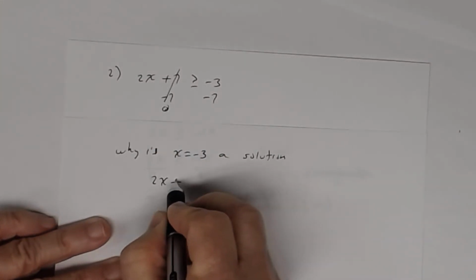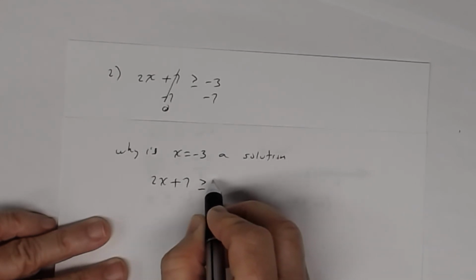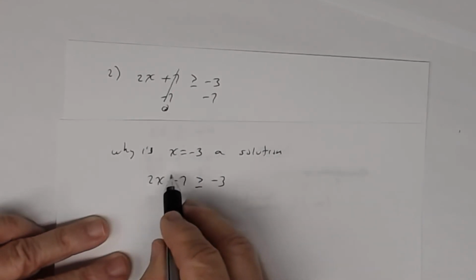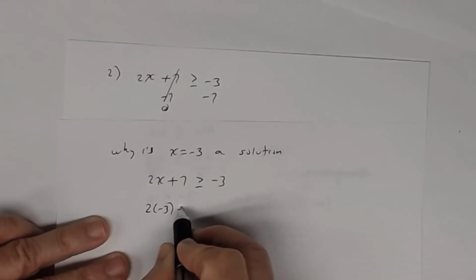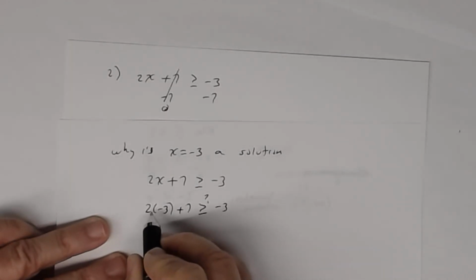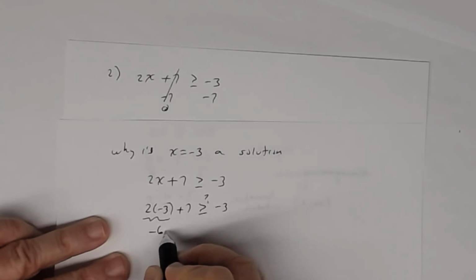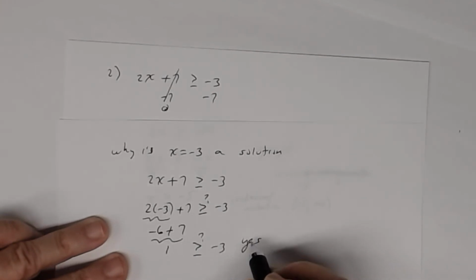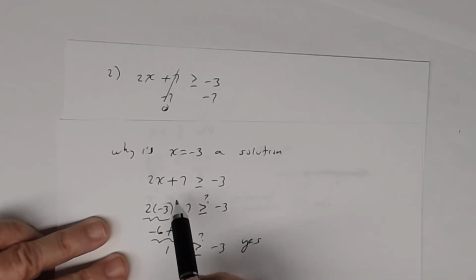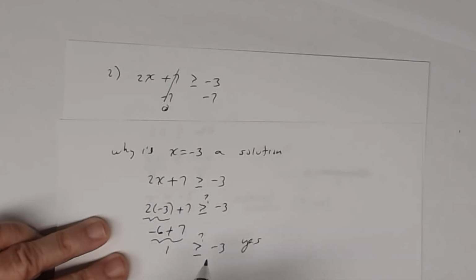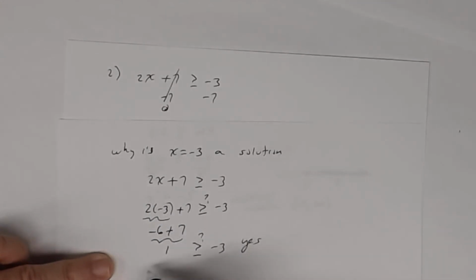Here's the original. You want to see that the left-hand side is greater than or equal to the right-hand side. Where we see the variable x, I'm going to substitute negative 3. So 2 times negative 3 plus 7, and I want to see if that's greater than or equal to negative 3. Well, 2 times negative 3 is negative 6. Negative 6 plus 7 is positive 1. Is 1 greater than or equal to negative 3? The answer is yes. So negative 3 is a solution because the left side is greater than or equal to the right side.